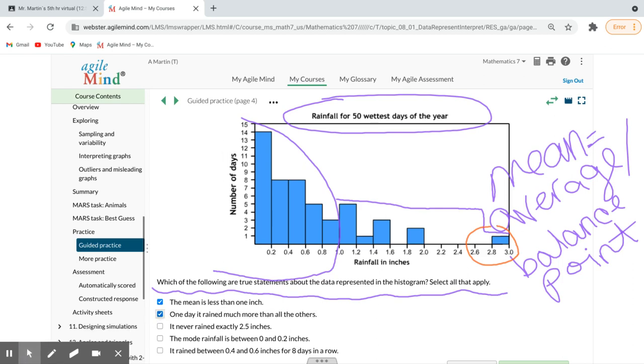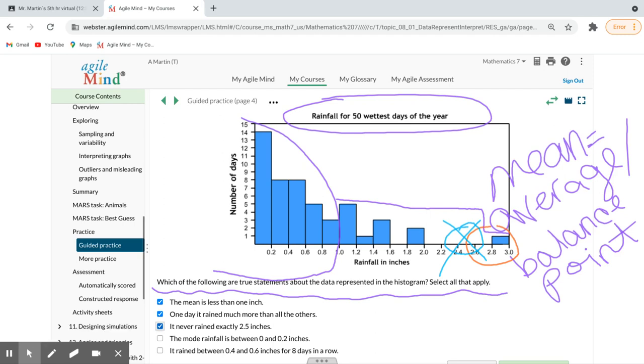What about it never rained exactly 2.5 inches? Brooklyn, is that correct or false? Did it ever rain exactly 2.5 inches? If it did, it'd be somewhere in here. Do we see that on there anywhere? No, sir. No, we're not seeing it. So that has to be correct.